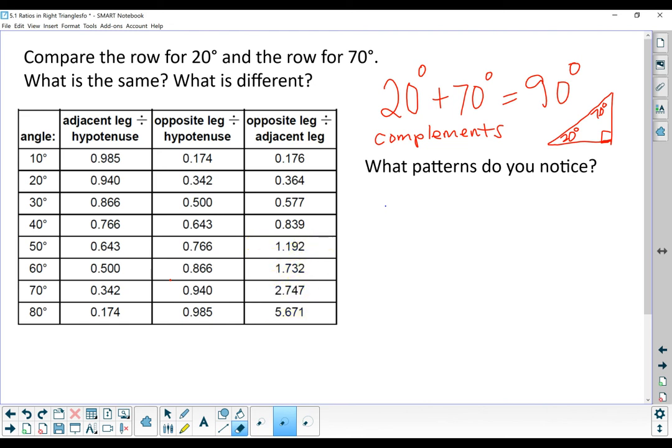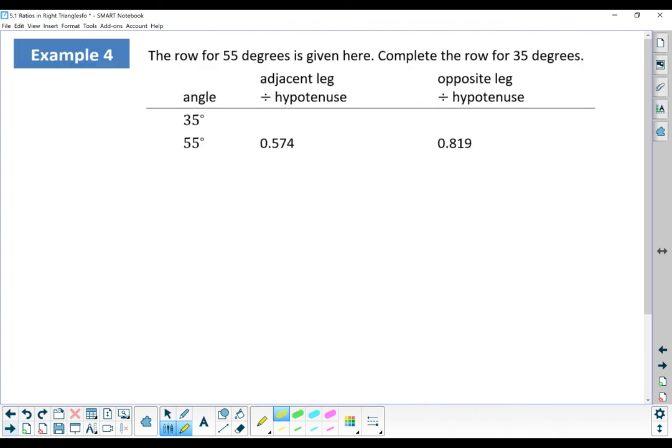Going back to complements, we notice that switch with 20 and 70. You'll notice that same switch happening with 30 and 60 because they are also complements. So that's just a perspective change in the triangle. And you'll notice that same switch happening with the angles 40 and 50 because, again, they are also complements. And we'll talk more about complements later.